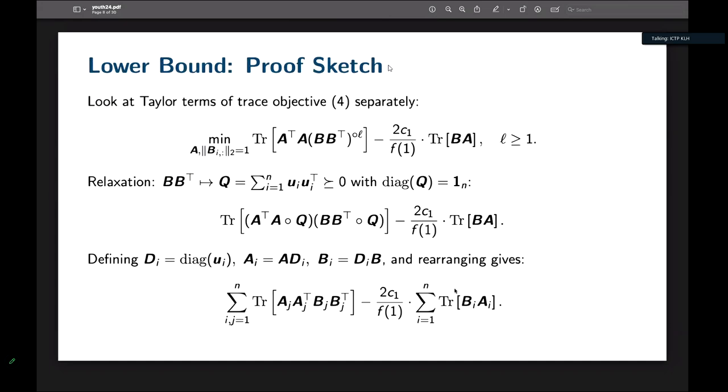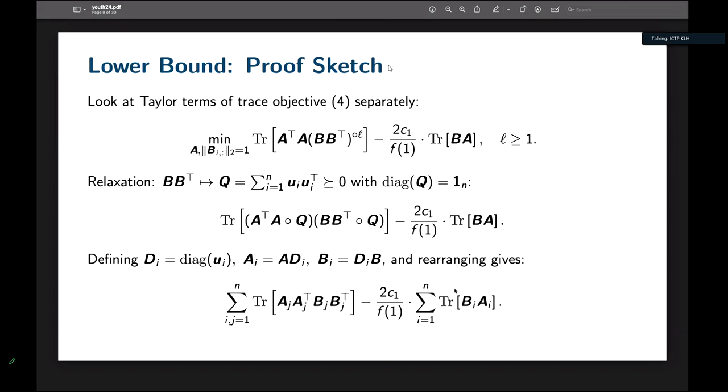Now, I think I will go through the proof because it's quite a nice idea once you know what you're looking for, and it's basically linear algebra. So the idea is the following. This trace objective had a function f, which was dependent on BB transpose. Now the idea is that we will look at each power separately. So we look at the expansion of f and look at the correct amount of the second trace and try to minimize all these objectives separately.